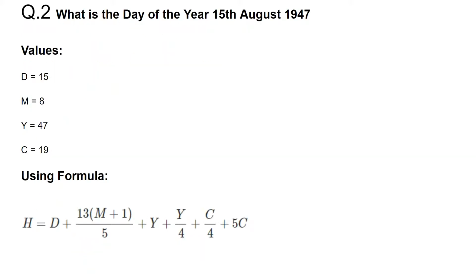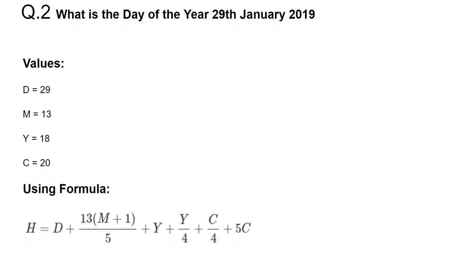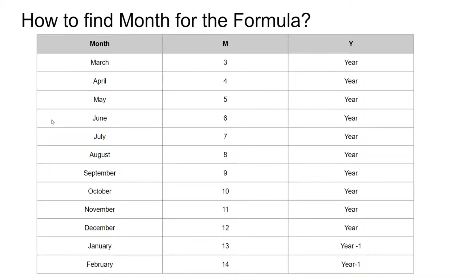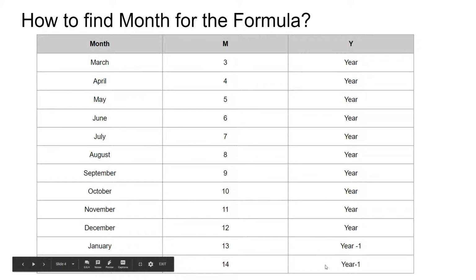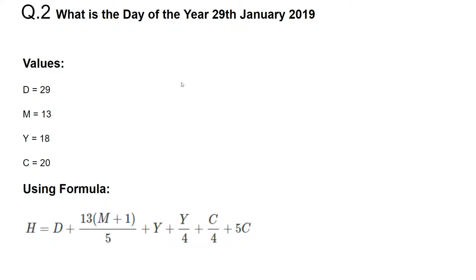Now let's take one more example. What is the day on 29th January 2019? First we'll get all these values. D is 29 because we have to find it for 29 January. M is 13. As I told you, for Jan it is 13 and for Feb it is 14, and the year will be year minus 1. So going back to our question, M is going to be 13 for January, year is going to be 19 minus 1, that is 18, and century would be 20.